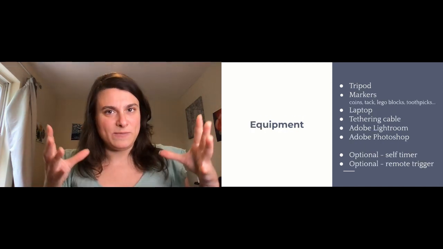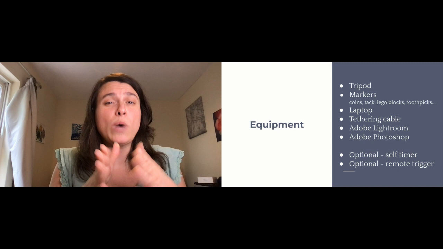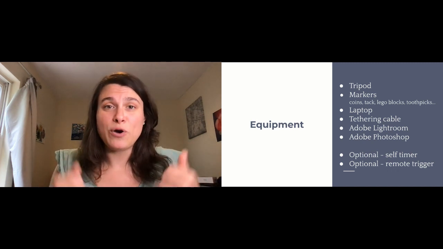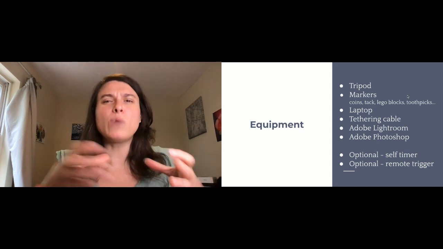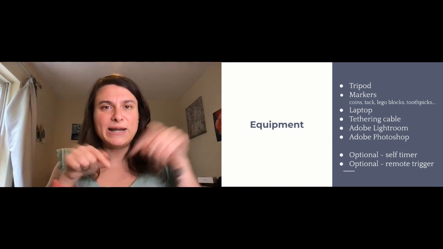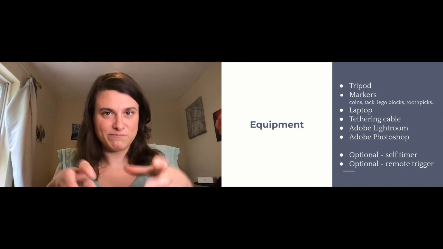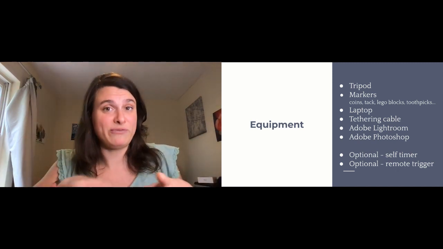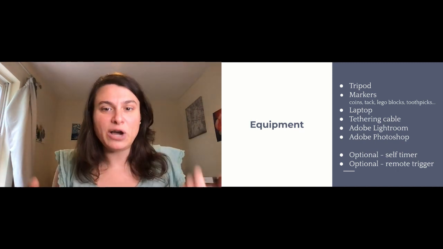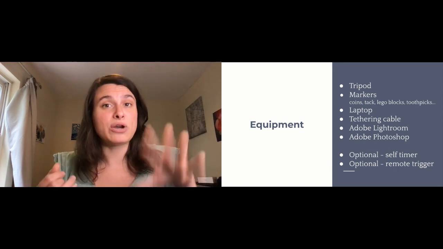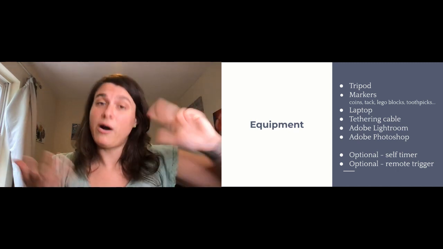Now, there are a few basic concepts, and obviously this is an editing technique. It's a little bit more advanced. So what you need to be able to do composites is a tripod, very important, markers. If you want to move your objects, markers are all those little things like coins or Lego bricks that you can put around your props to mark their position if you need to move them, so that you can make sure that you put them back exactly where they were. Obviously a laptop, a tethering cable that will connect your camera to the laptop, Adobe Lightroom and Adobe Photoshop, obviously.